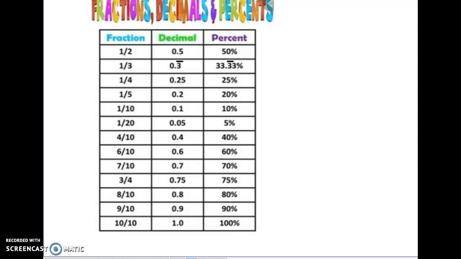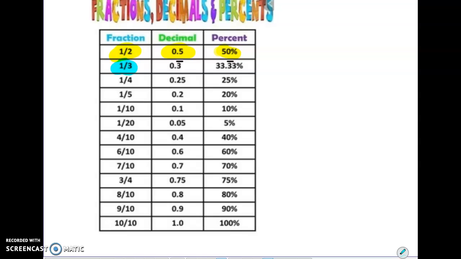Today we're going to be talking about working with fractions, decimals, and percentages. These are some of them that we should have hopefully already memorized. When we're thinking of halves, thinking of money, as a decimal would be 50 cents or 50 hundredths. Once again, from yesterday, percent means out of 100, so 50 hundredths is the same as 50%.